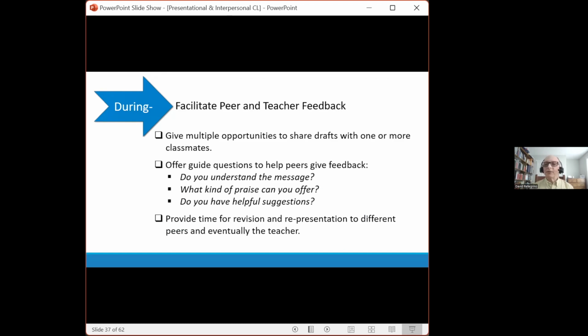If you're asking peers to give feedback, it's helpful to give them something specific to look for using guide questions, like, do you understand the image? What kind of praise can you offer? Those are often called warm comments. Do you have helpful suggestions? Those are cool comments. You also might want to provide time for revision and representation to different peers and eventually to the teacher.